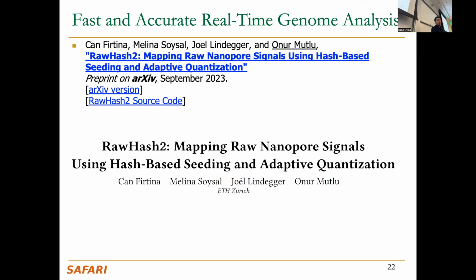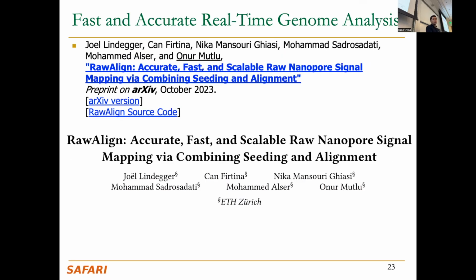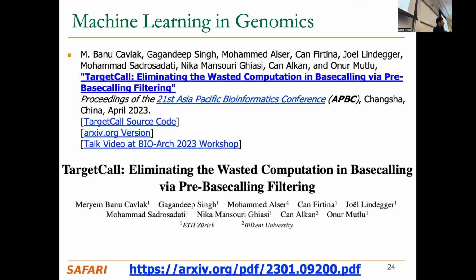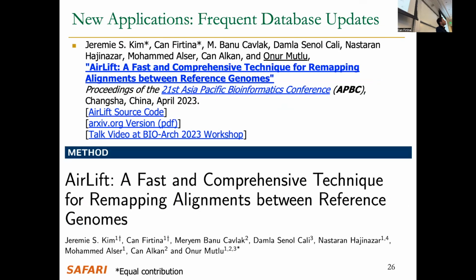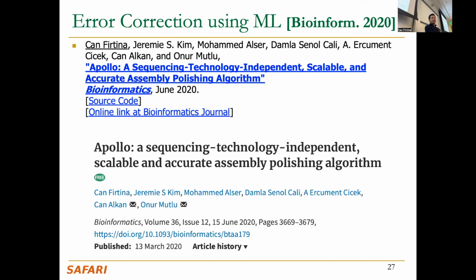Essentially, we've published several works in this direction. This is RowHash 2. And I also mention a couple of works here, RowAlign and also Target Call, that also deal with raw nanopore signal analysis. But we also look at the sequence analysis level. For example, how can we achieve fast inexact seed match without using expensive LSH mechanisms? And also we look at the question of liftover: in case your reference genome is updated, do you really need to do your entire read mapping from scratch, or can we move the existing information efficiently so that your computational bottleneck is reduced?